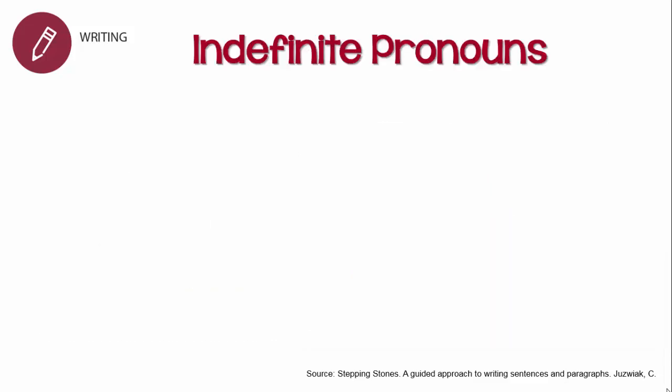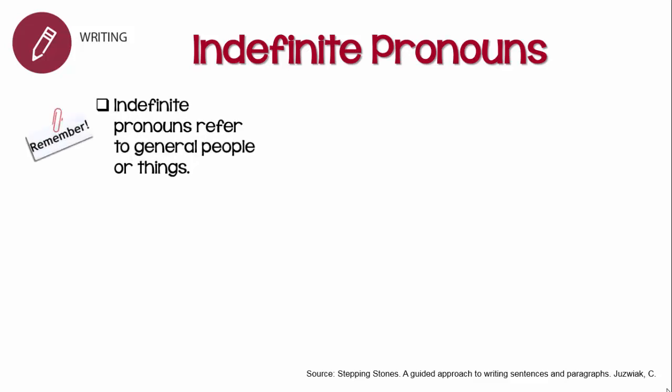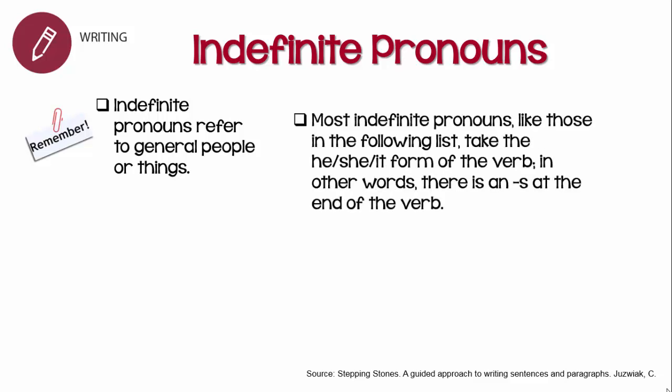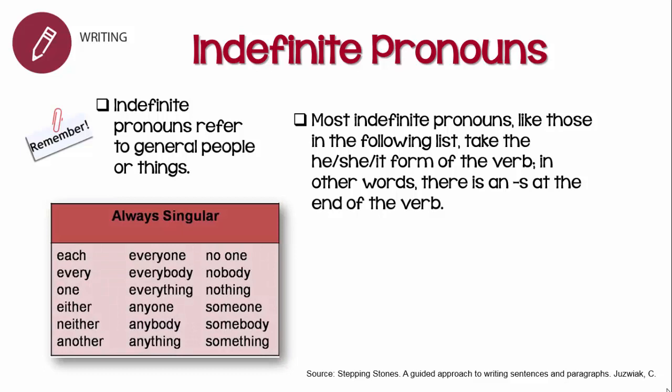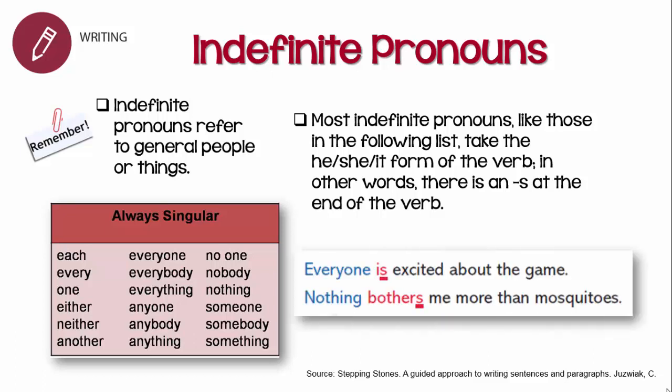Now let's see what happens with indefinite pronouns. Remember that indefinite pronouns refer to general people or things. Most indefinite pronouns, like those in the following list, take he, she, it form of the verb. In other words, there's an S at the end of the verb. Everyone is excited about the game. Nothing bothers me more than mosquitoes.